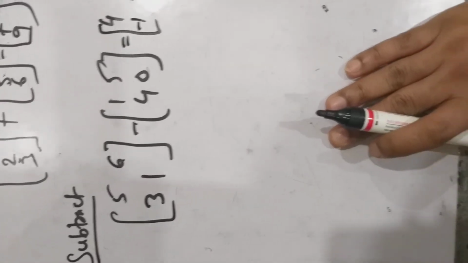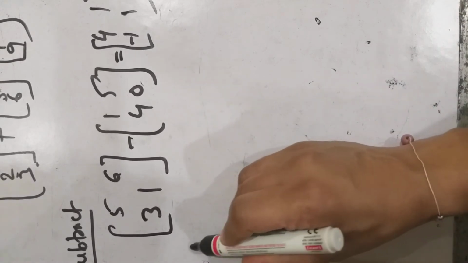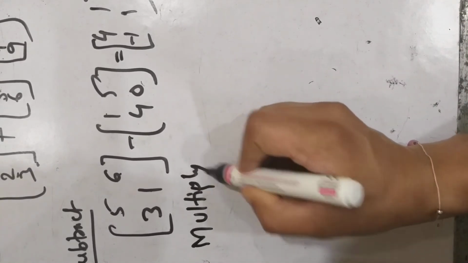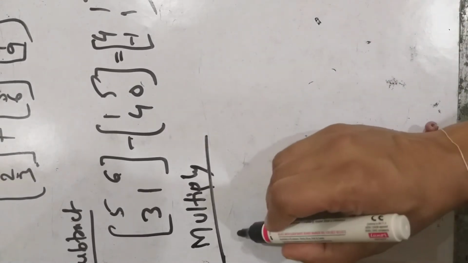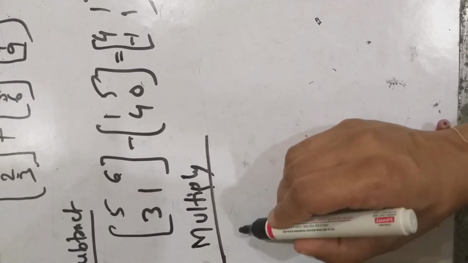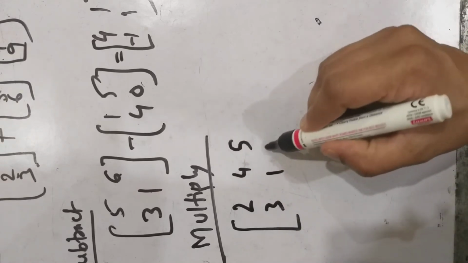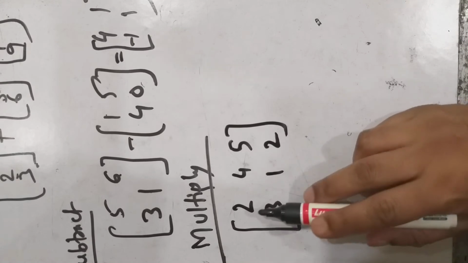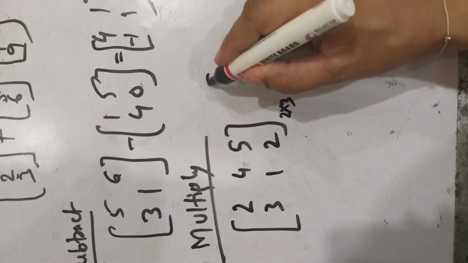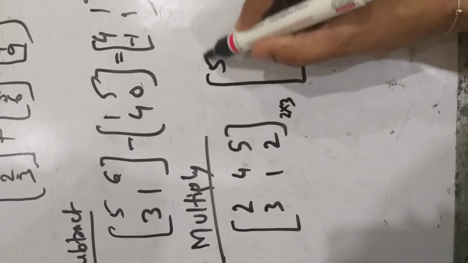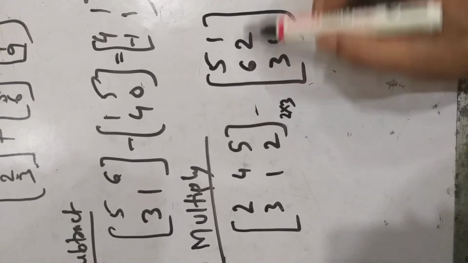Now comes a very interesting thing. How do we multiply any two matrices? Okay, multiply. When we multiply any two matrices, do remember that check the two matrices first. Say I have a matrix 2 3 4 1 5 2. So I have taken a matrix of order 2 cross 3, and this is getting multiplied with, say, 5 1 6 2 3 4, and this is 3 cross 2.